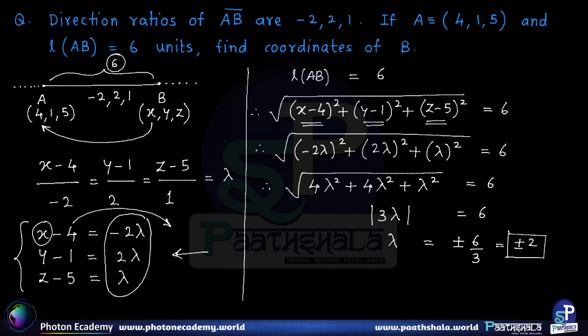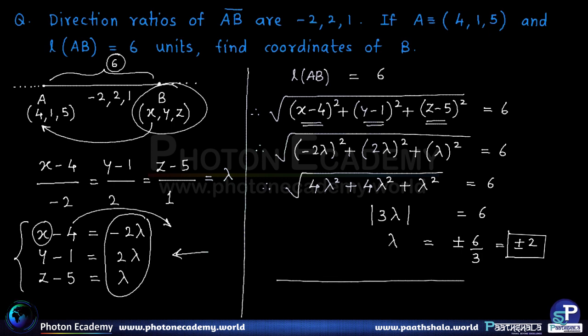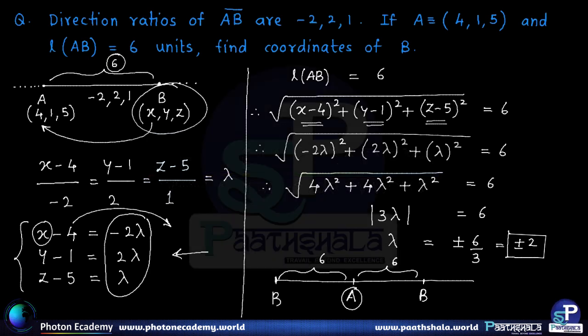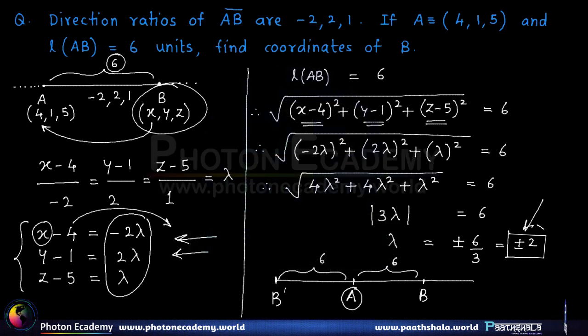So this plus or minus 2 indicates that there are two possible values of lambda, and hence there are two possible locations of point B. Because it's clear that if we know one fixed point A and we have to find out another point B which is at a distance of 6, then it could be present on either of the sides of A, correct? So therefore that automatically gives us the correct solution, that is there are two possibilities. Now we put the value of lambda in these particular relations and get the value of coordinates of B. Okay, so let us do that now.